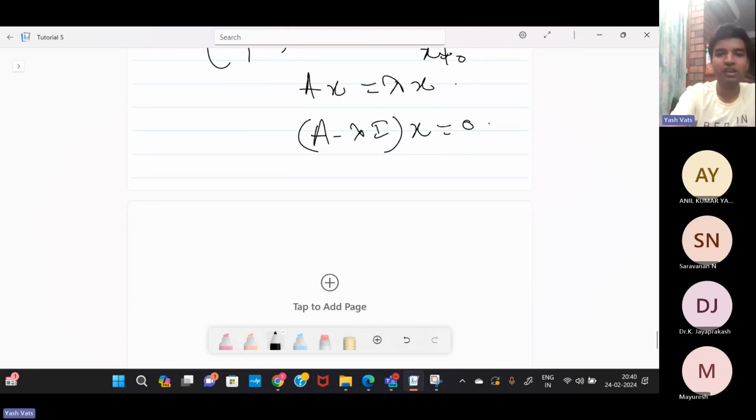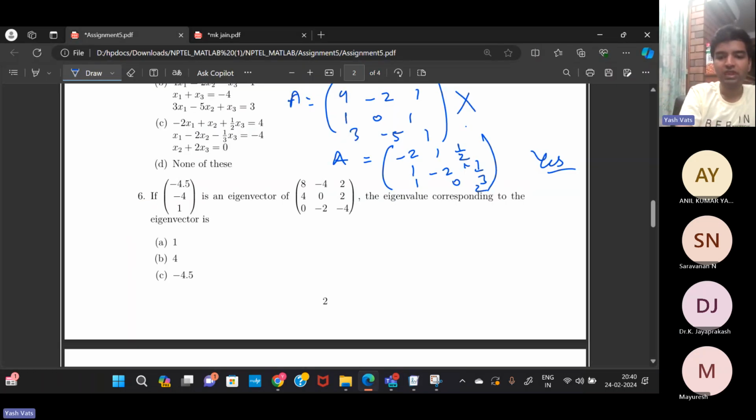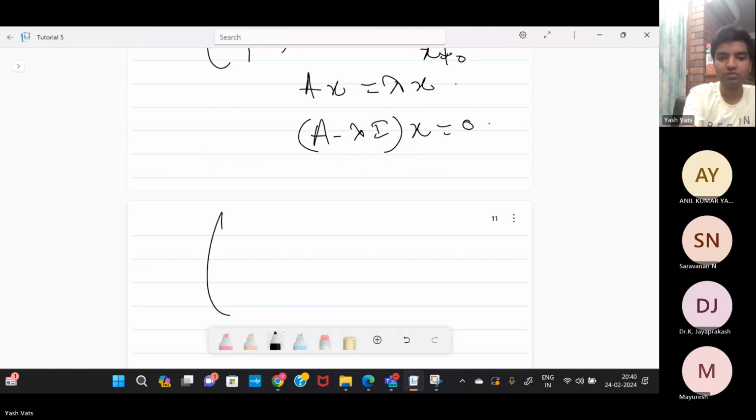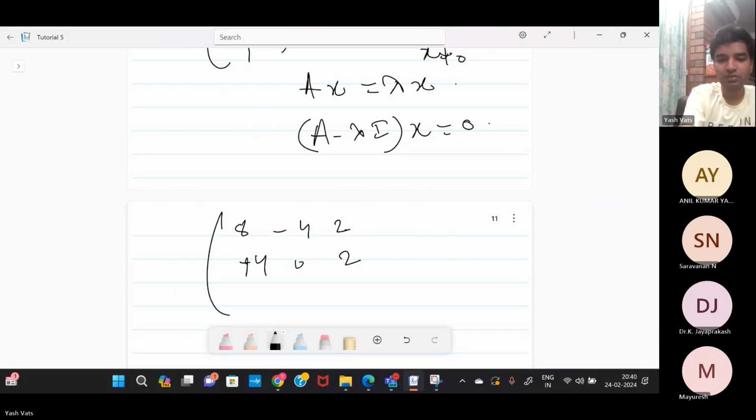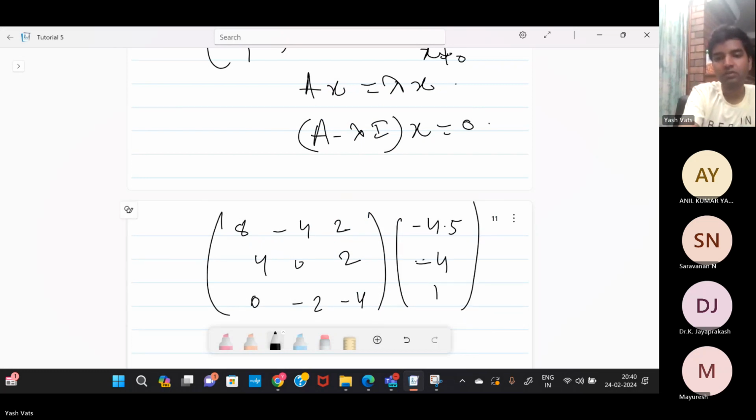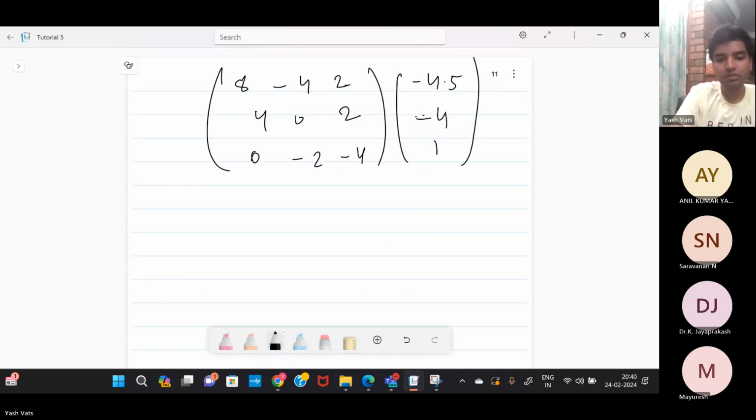Okay, so what you do is multiply A by x. So what is Ax? A is 8, minus 4, 2, and so on, and x is minus 4.5 minus 4. What is this value? Calculate it.